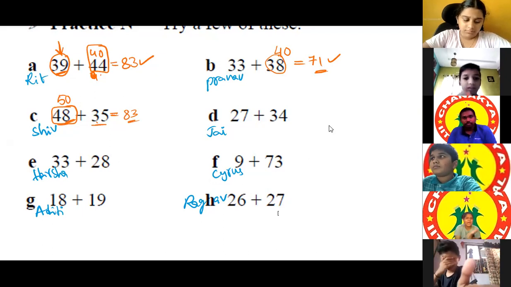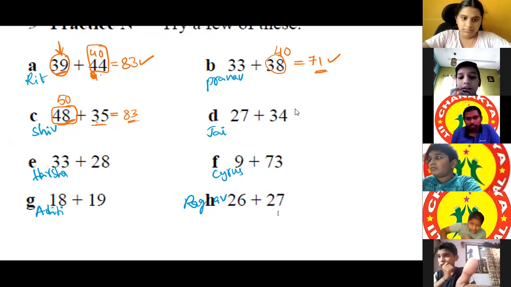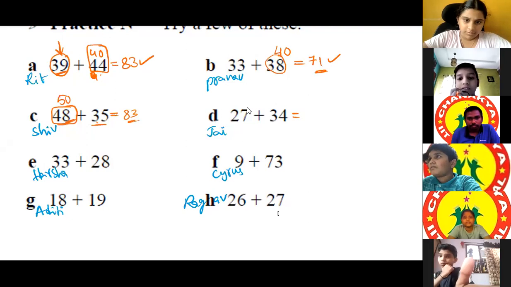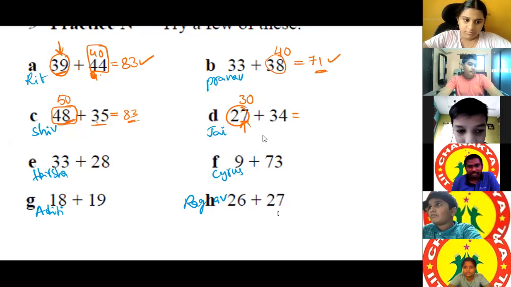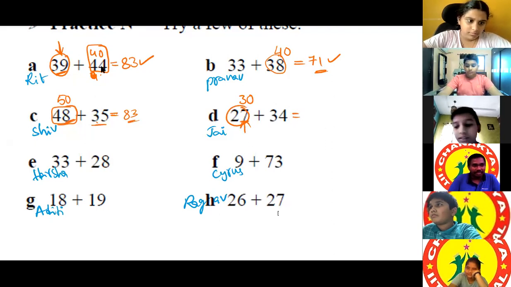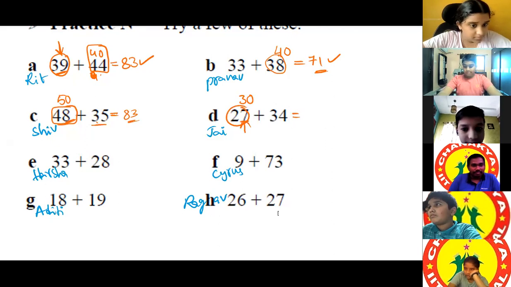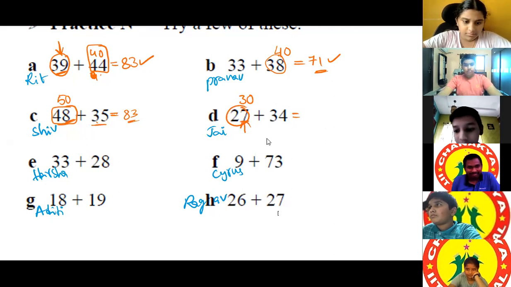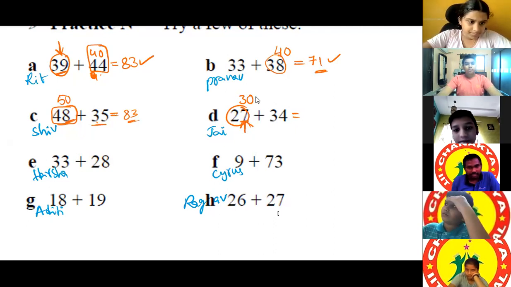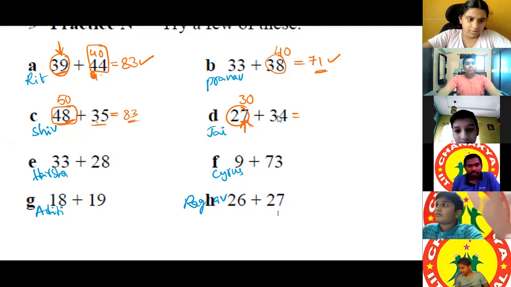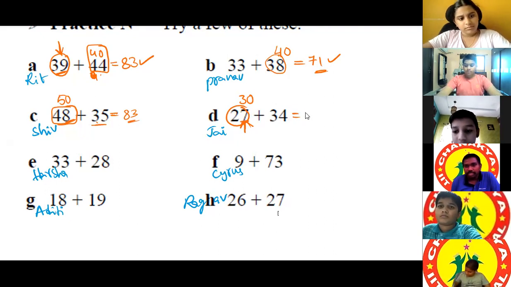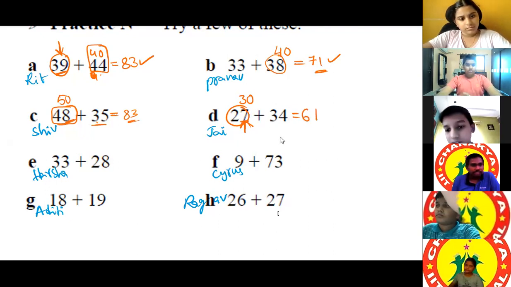Yeah, Jaydeep. Yes, sir. Sir, we can add the numbers as 30 plus 34, which equals 64. And as we added 1 extra, we should subtract it from the sum, which equals 61. Sir, 3 extra, sir. Yes, very good. Here 3 extra. 27, we have considered it as 30, means 3 extra added. We have to remove that 3. So 64 minus 3 will be 61. Okay.